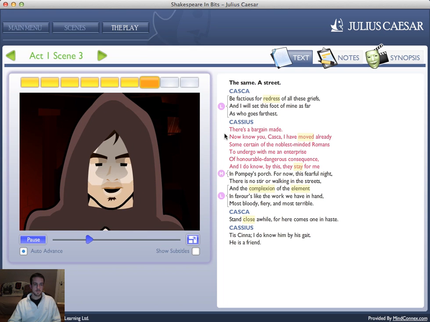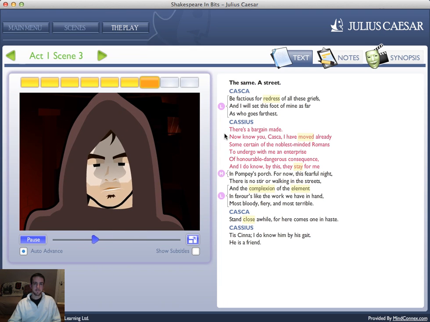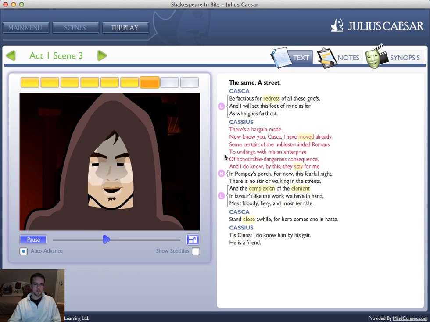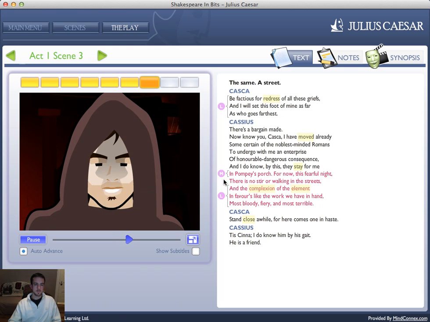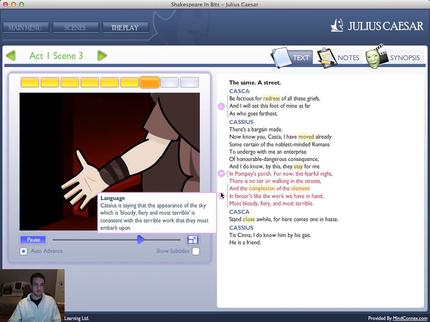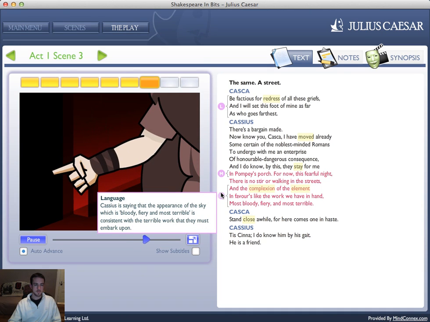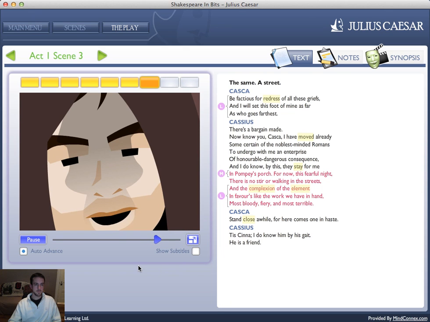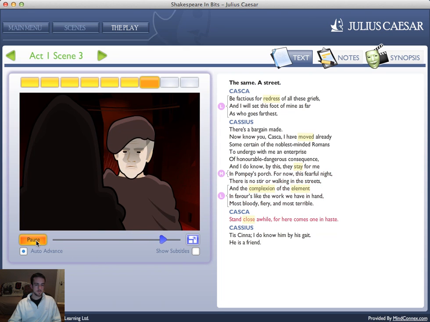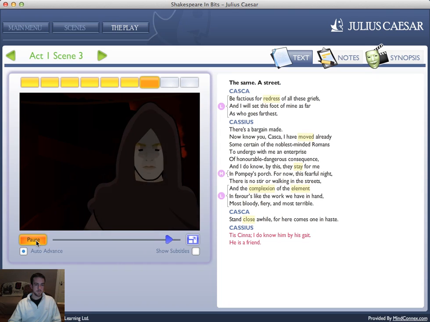Now know you, Casca, I have moved already some certain of the noblest-minded Romans to undergo with me an enterprise of honourable, dangerous consequence. And I do know by this they stay for me in Pompey's porch. For now, this fearful night, there is no stir or walking in the streets, and the complexion of the element in favours like the work we have in hand, most bloody, fiery, and most terrible. Stand close a while, for here comes one in haste. 'Tis Cinna. I do know him by his gait. He is a friend.